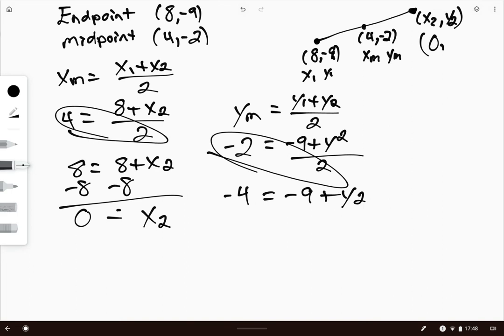So now I simply add the opposite. The opposite of subtracting 9 is adding 9 to both sides. So negative 4 plus 9 is 5. So that means my ordered pair solution is 0, 5. So the other endpoint for this line is 0, 5. So at this point, if you understand what we're doing, feel free to jump to the assignment. If not, you can stay on with me for the third example.